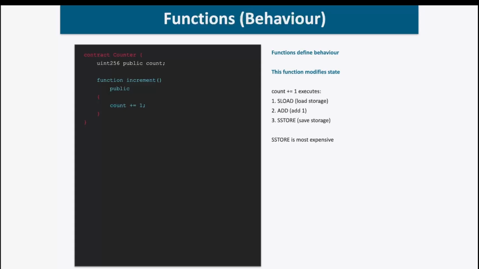This looks simple, but it's doing multiple things under the hood. count += 1 is shorthand for count = count + 1. At the bytecode level, this executes three operations. First, SLOAD. Loads the current value of count from storage. This costs about 100 gas. Second, ADD. It adds 1 to it. This costs 3 gas. Third, SSTORE. Store the new value back to storage. This costs 20,000 gas. In total, roughly 20,100 gas. Look at that breakdown. The SSTORE dominates. It's 99% of the cost. This is why gas optimization in Ethereum is so often about reducing storage writes.